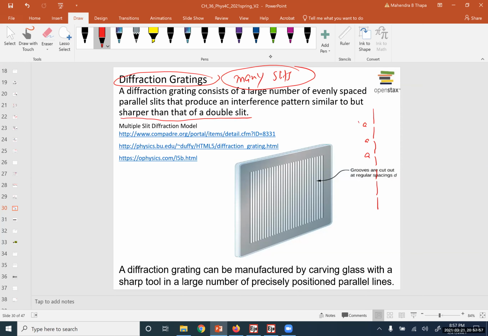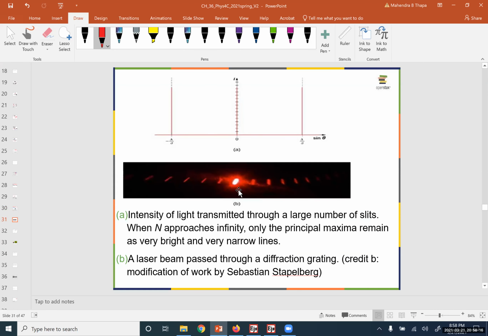So this is the slit width for each one, and we have many such slits. This is called the diffraction grating. In the case of diffraction grating, we'll see the center bright, first bright, second bright, third bright, and keep going like this.